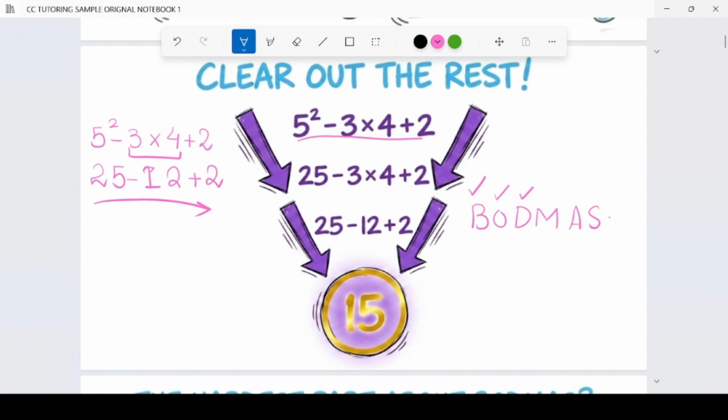Let me just use it. 25 minus 12, that is 13, and 13 plus 2, that is 15. So this is how you would get 15. 15 is my answer in this case. So the only thing you have to do is write BODMAS and use all the operations.